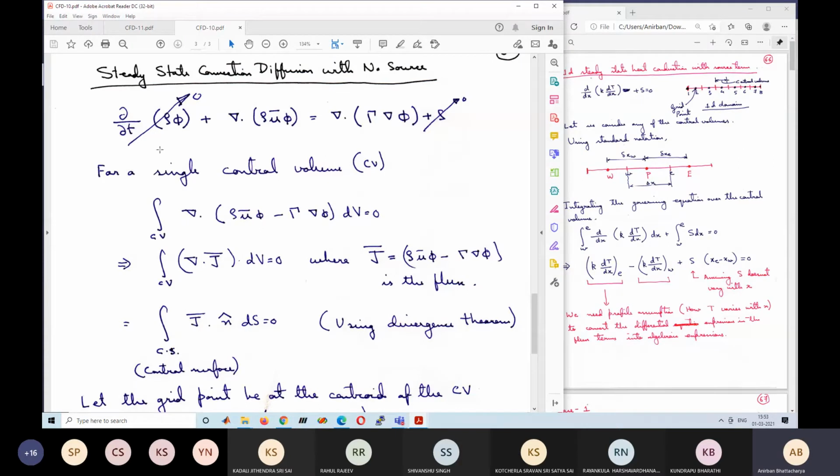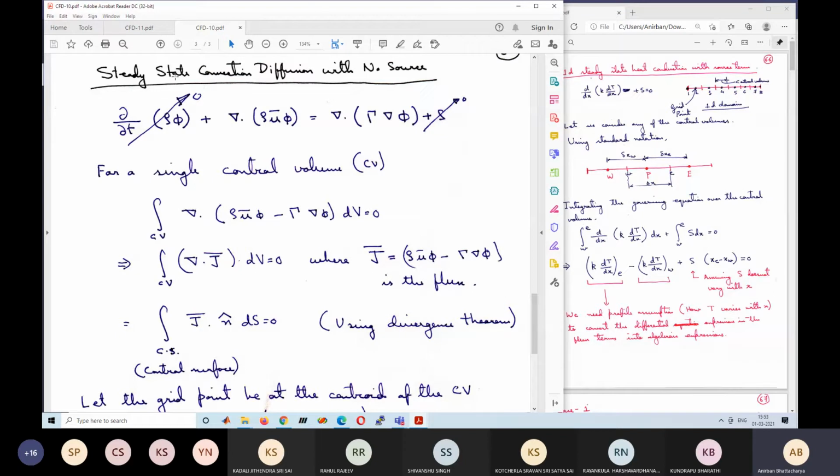So let us consider a general steady state convection diffusion equation without any source term, just to see how the finite volume method works. The general convection diffusion equation with source and unsteady term could be written like this: del/del t of rho phi plus del dot rho u phi is equal to del dot gamma del phi plus S. This we have studied in the beginning. We have four terms: the transient term, the convective term, the diffusive term, and the source term.